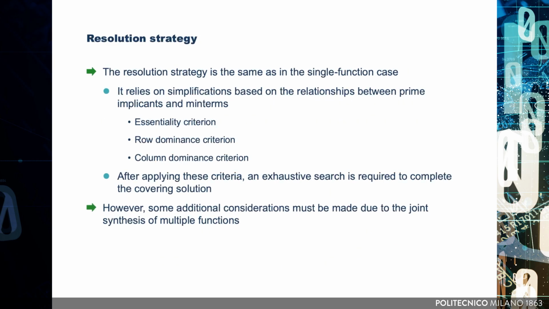The solving strategy is exactly the same as the one studied in previous lessons. We apply essentiality and dominance criteria iteratively, and, if the table is cyclic, we eventually execute the branch and bound algorithm. However, in the case of multi-output synthesis, a few additional considerations must be taken into account. In particular, the fact that the selection of an implicant must be evaluated independently for each function.